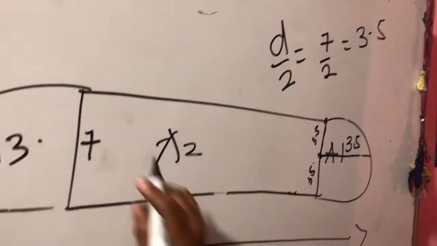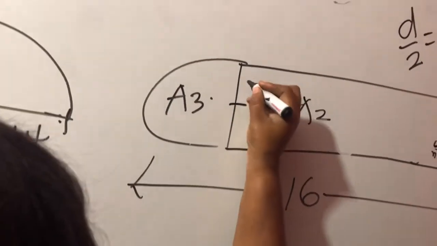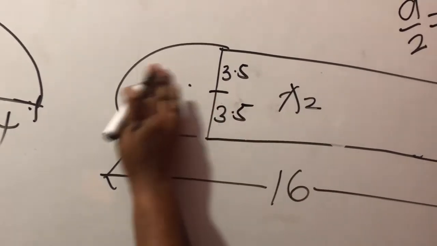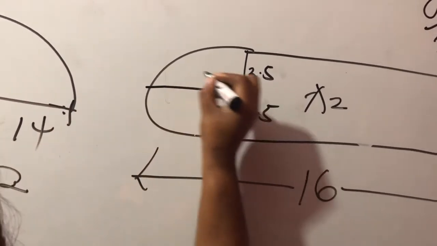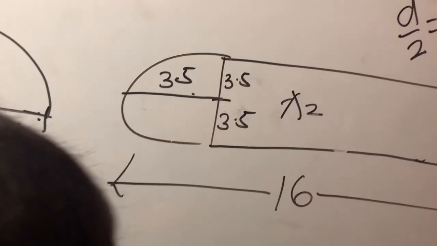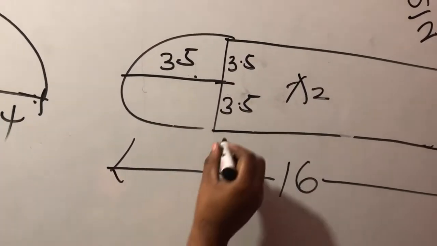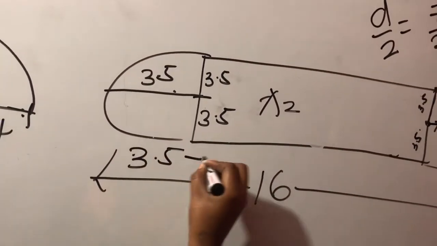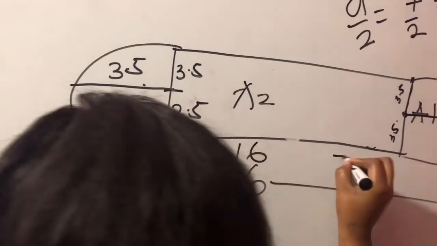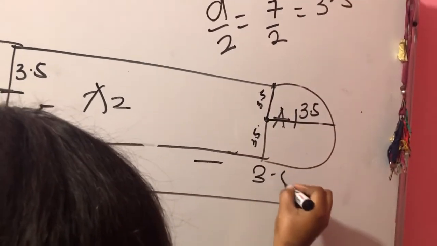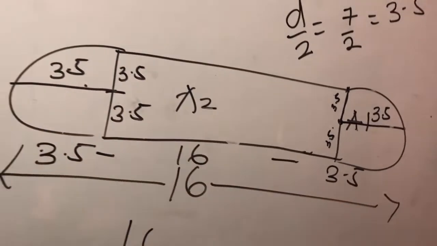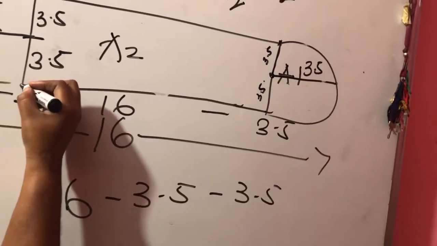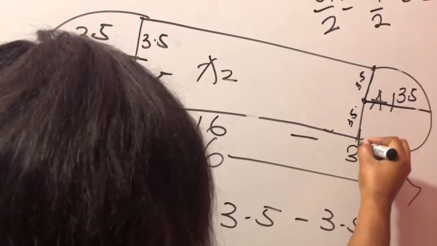Then the same here. This place is also 7 centimeters. So the middle here is 3.5. From here to here is 3.5, from here to here is also 3.5, and another radius is inside, so from here to here is also 3.5. Do you get it? So for us to get the 16, do you see what you are going to do? It's going to be 16 minus 3.5 minus 3.5. Then you can get your length from here to here.